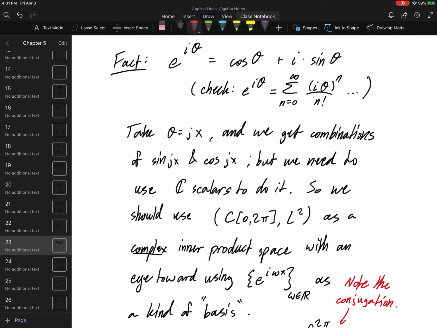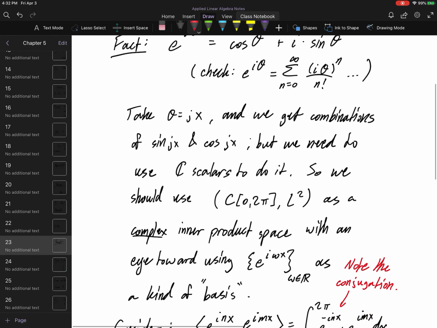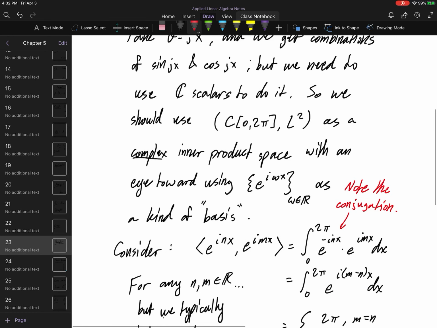And you can actually check this formula. There's a nice derivation of it if you use Taylor series. Just group your real and imaginary terms. You should recognize the sine and cosine Taylor series, or since we're centered around 0, they're Maclaurin series. But what we're going to do is take theta to equal j times x, so that we wind up with combinations of sine of jx and cosine of jx. So j will act as a frequency, or an index for the frequency. But again, we're going to need to use complex valued scalars in order to do this.